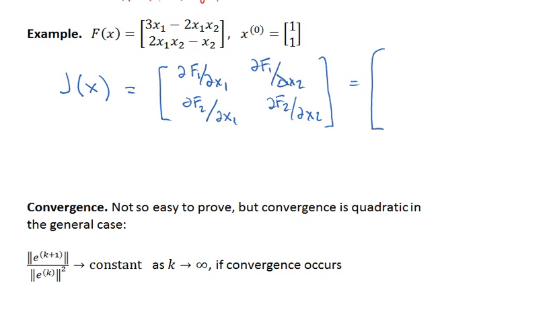So df1/dx1 is 3 minus 2x2. df1/dx2 is just minus 2x1. df2/dx1 is 2x2. And df2/dx2 is 2x1 minus 1.